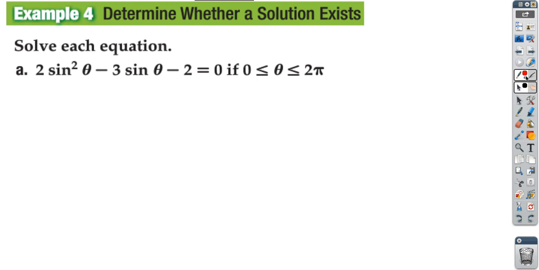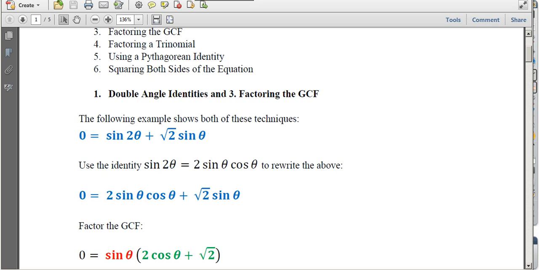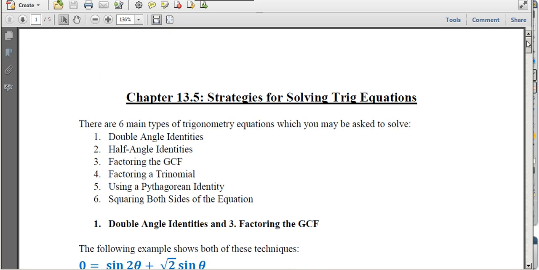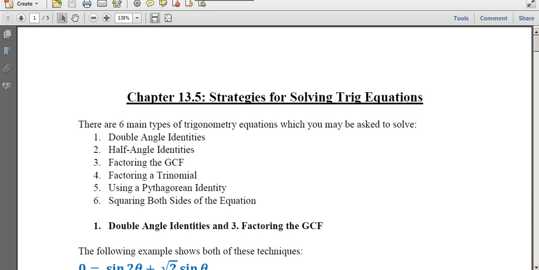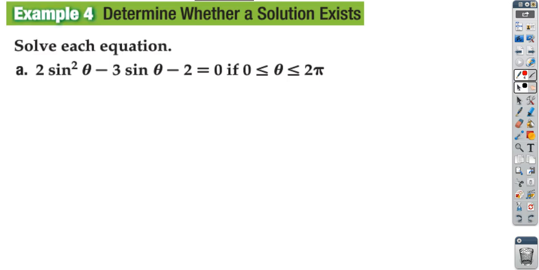So let's look at this. This is a technique we haven't done yet. There is no double or half angles in this problem, so we're going to skip those. There's no GCF. Strategy number 4 is factoring a trinomial, and this is actually a trinomial. If you don't see it, then here's a way that it might become a little bit more visual. Suppose that we replace sine with a letter like x. So 2 sine squared would be 2x squared.